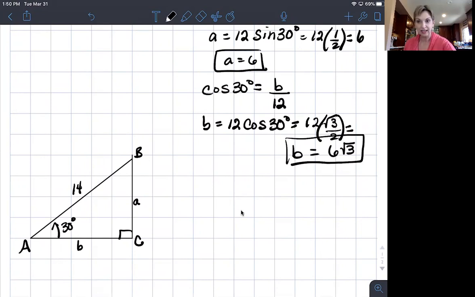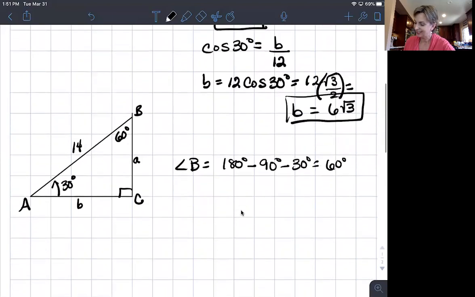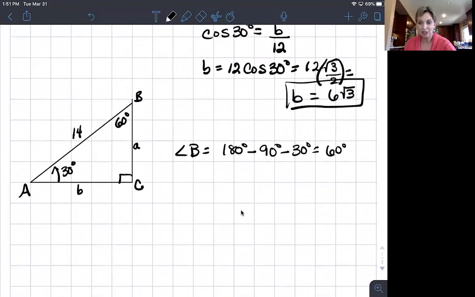Okay, just like in the last video, angle B is pretty easy to solve for when it's the third angle in a triangle and you've been given 2, right? It's going to be 180 degrees minus 90 minus 30. The leftover in this case, again, is 60 degrees. So angle B is 60. Okay, now we need to find A and we need to find B.